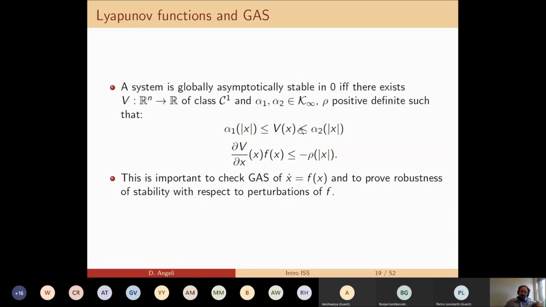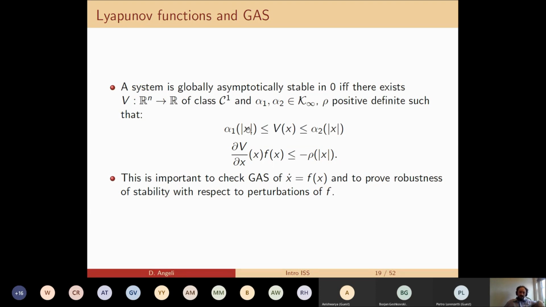These two conditions tell us something. First of all, the first inequality says V of x is sandwiched in between alpha 1 of the norm of x and alpha 2 of the norm of x. These two are K infinity functions. So this tells us that V of x is 0 at 0, because these two functions are both 0 at 0. It is positive definite, so it's strictly positive for x different from 0 because of the lower bound. And also, as x goes to infinity, V will grow to infinity. So a function like this is sometimes called radially unbounded or proper.